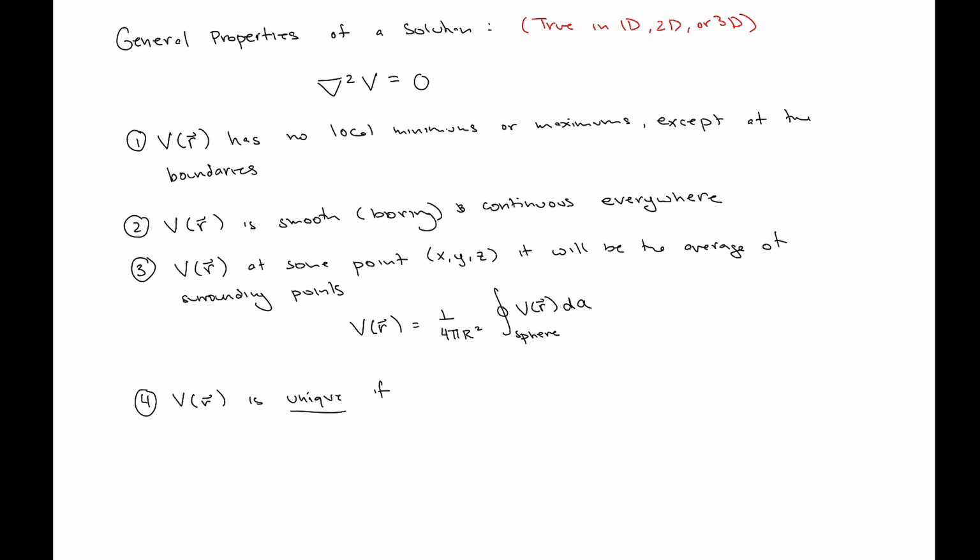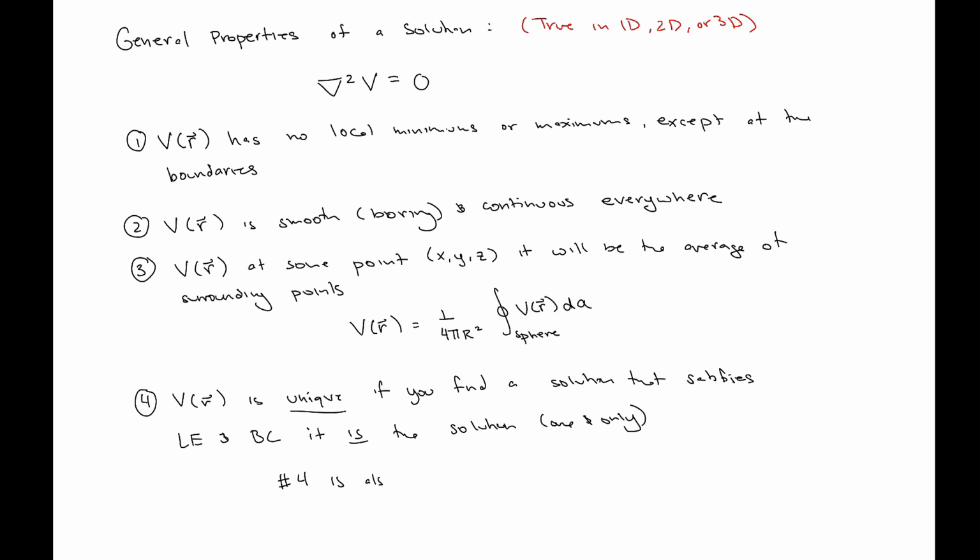That means that if you find a solution that satisfies Laplace's equation and your boundary conditions, whatever they may be, it is the solution, the one and only solution. This one, number 4, is also true for Poisson's.